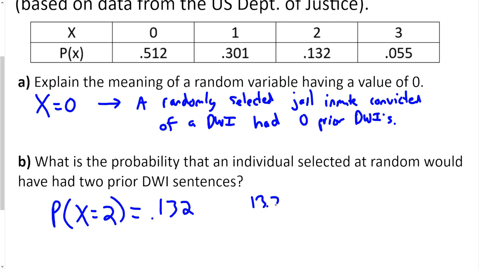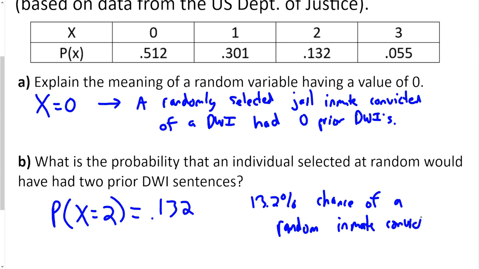That's 13.2%, a 13% chance, or some wording like this, of a randomly selected inmate convicted of a DWI had or has 2 prior DWIs. That's what that means.